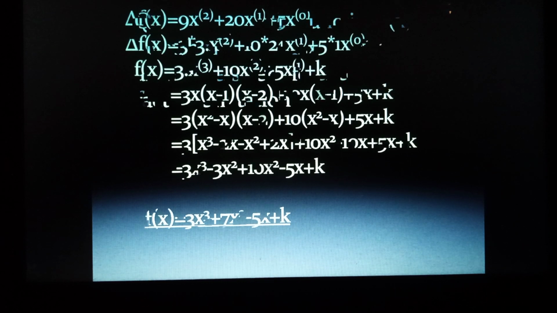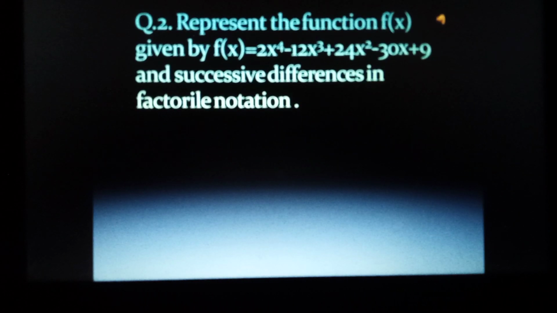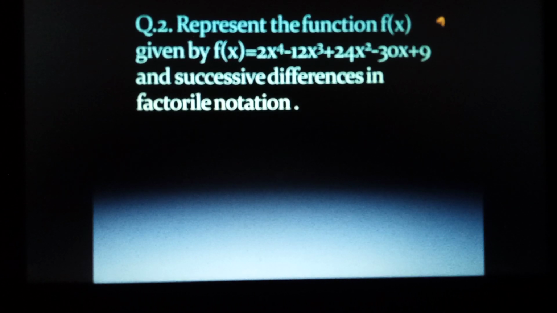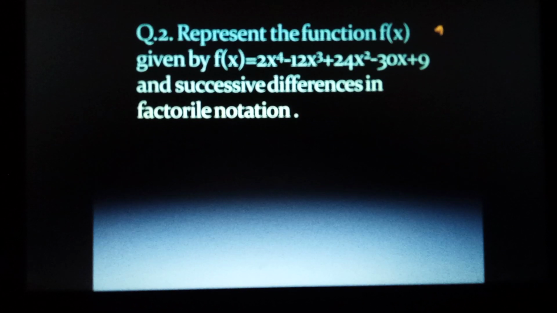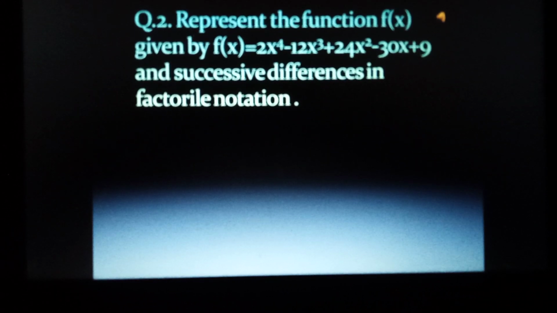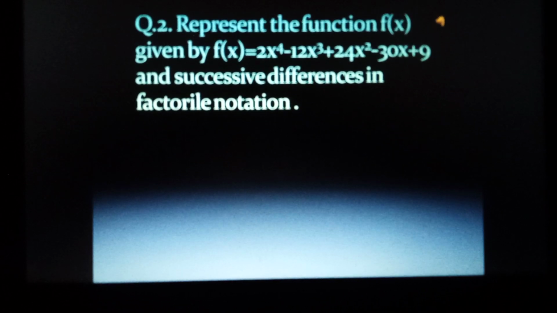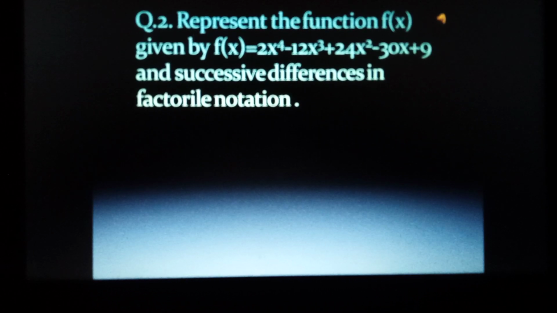Here I am going to take a question for homework. Note down, question number 2. Represent the function f of x, given by f of x is equal to 2x raised to 4 minus 12x cube plus 24x square minus 30x plus 9, and its successive differences in factorial notation.